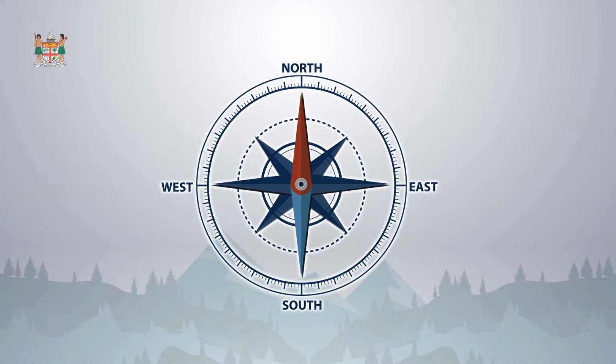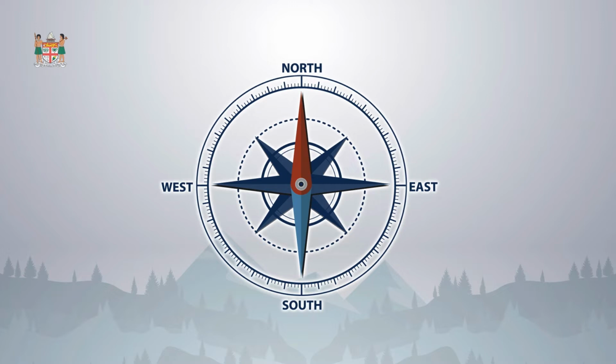Now, let's look at the perpendicular right sides of east and west. Clockwise from east on the compass is south, and clockwise from west is north. So there you have it. Our 4 major directions are north, east, south, and west.